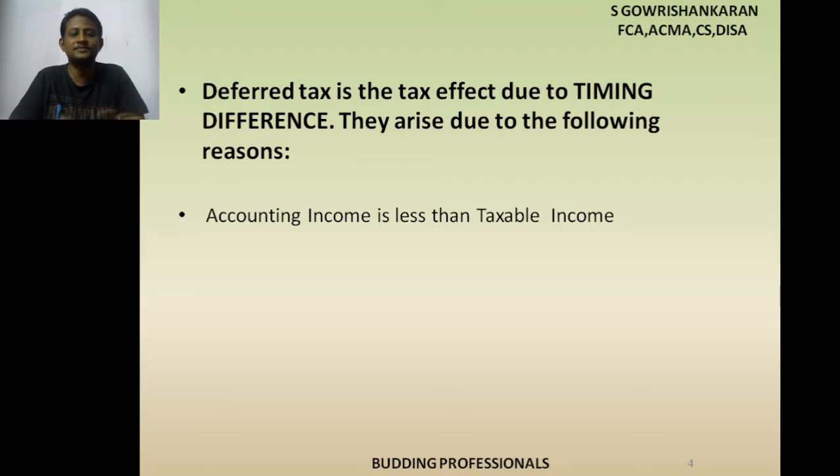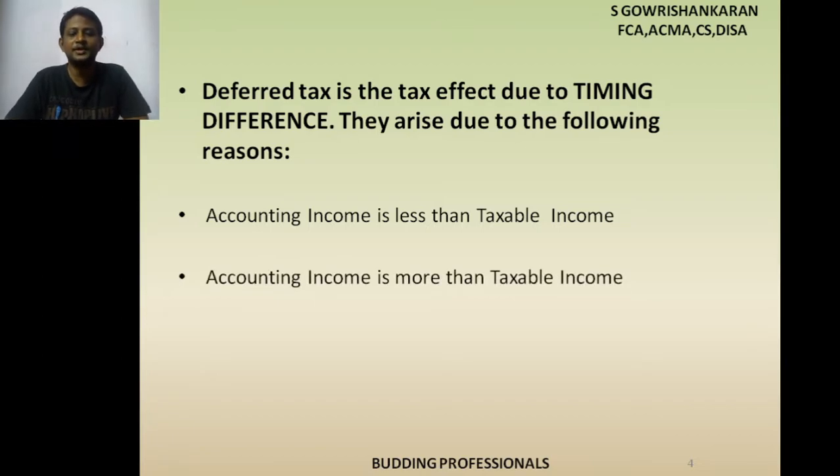Because of this, a deferred tax situation may arise. Because 100 into 30% is 30 crore, but 150 into 30% is 45 crore. Actually I have to pay 30 crore only, but I am paying 45 crore because of the Income Tax Act provisions. Because of the income tax provisions there is a timing difference, due to which I am paying more.